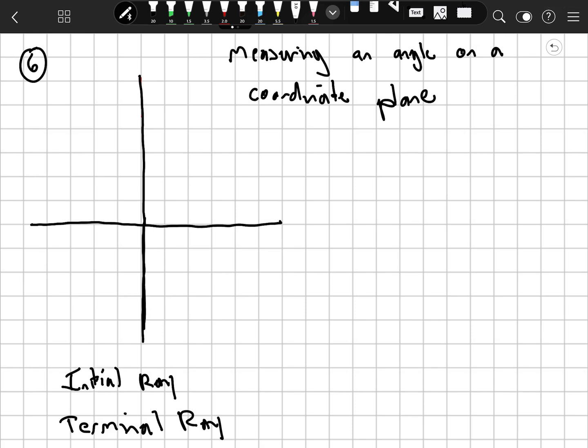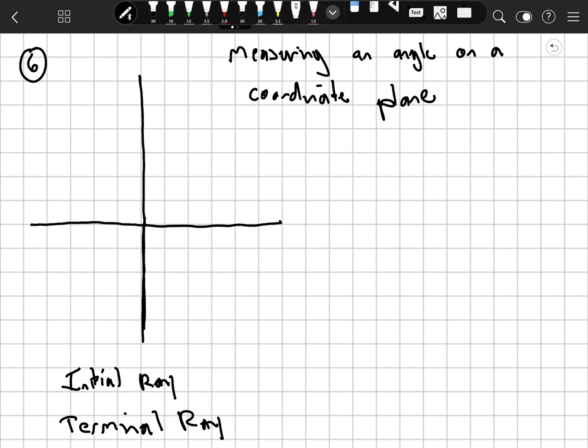I want to pick up from the last lesson. We looked at a lot of uses for the coordinate plane, and it was more or less a review. Today we're going to look at some new things that you can do on the coordinate plane. So the first thing here says measuring an angle on a coordinate plane.